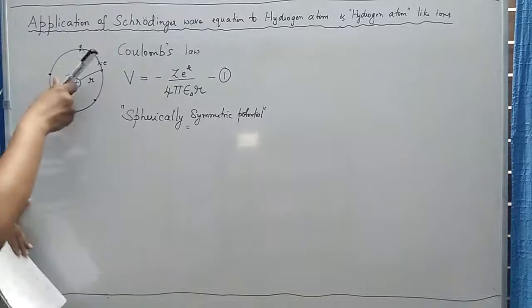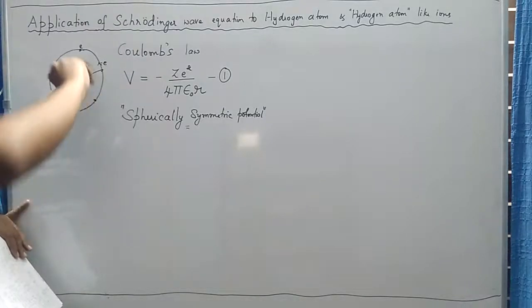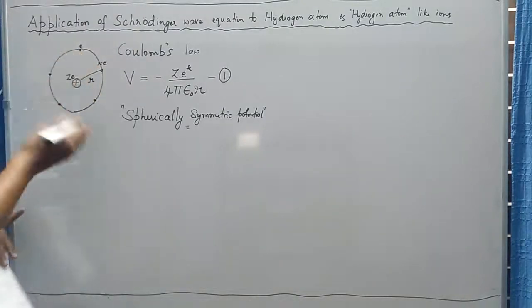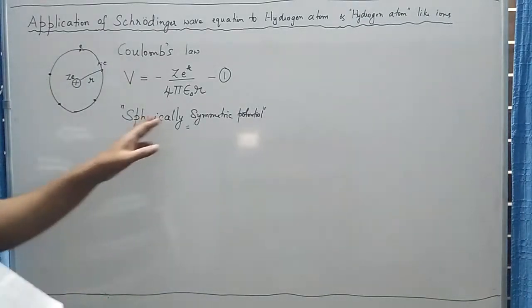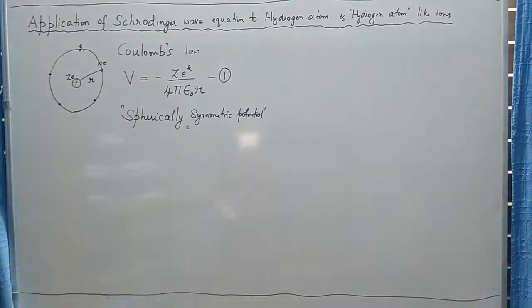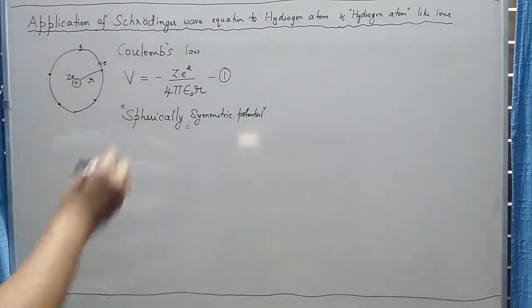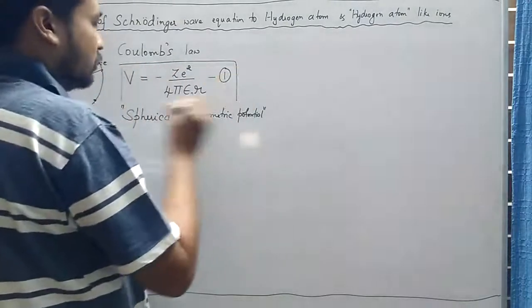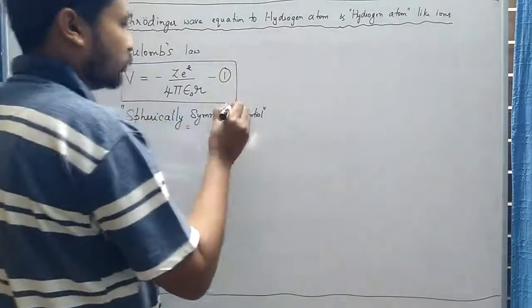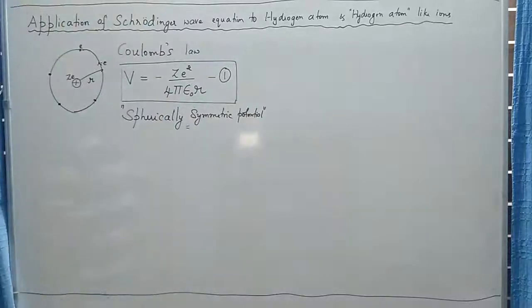So wherever the electron is, it does not depend on the direction, it only depends on the distance. So that is why this potential energy is called spherically symmetric potential. So this is a very important expression. We have obtained the expression for the potential energy of hydrogen atom or hydrogen like ions.